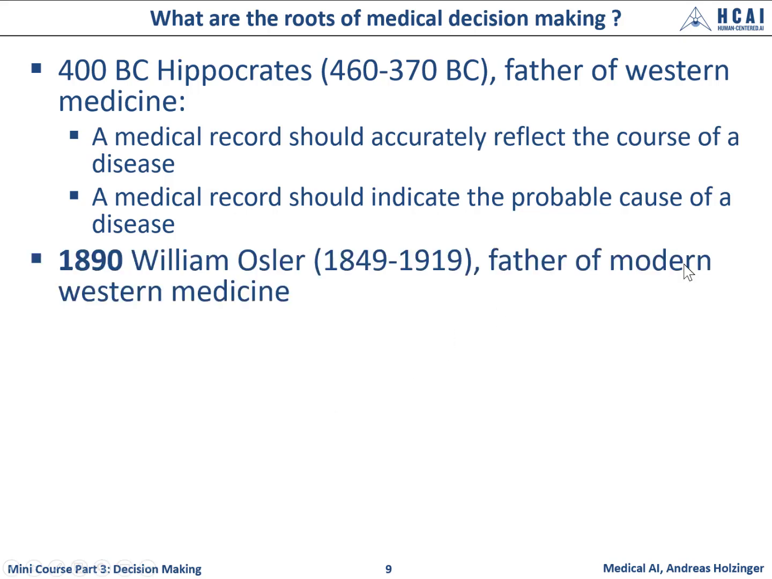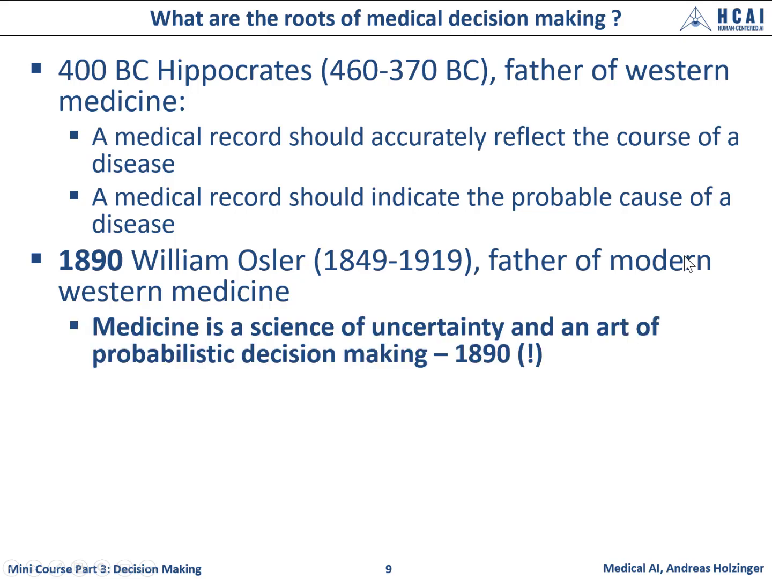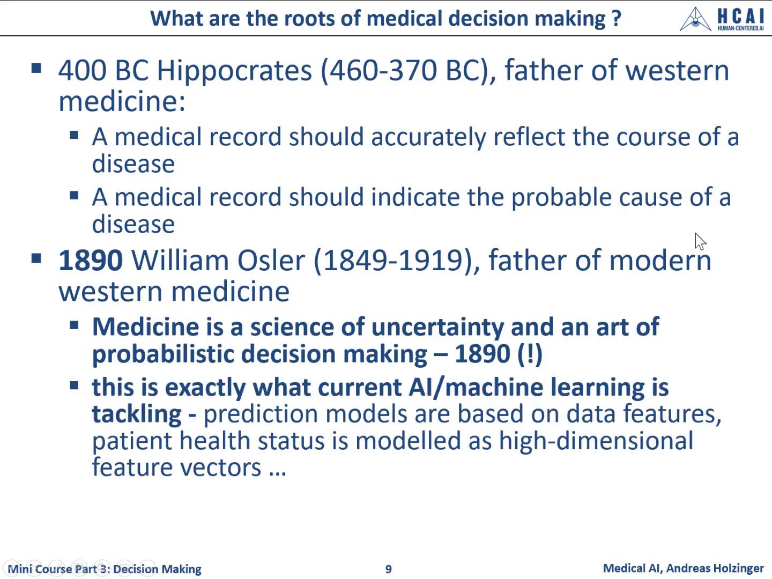And in 1819, it starts with William Osler, who is regarded as the father of modern Western medicine. He stated, medicine is a science of uncertainty and an art of probabilistic decision making. And this more than 100 years ago. It is really remarkable that this is exactly what current AI, machine learning, is tackling. Prediction models are based on data features. Patient health status is modeled as high-dimensional feature vectors. So this is really very interesting.